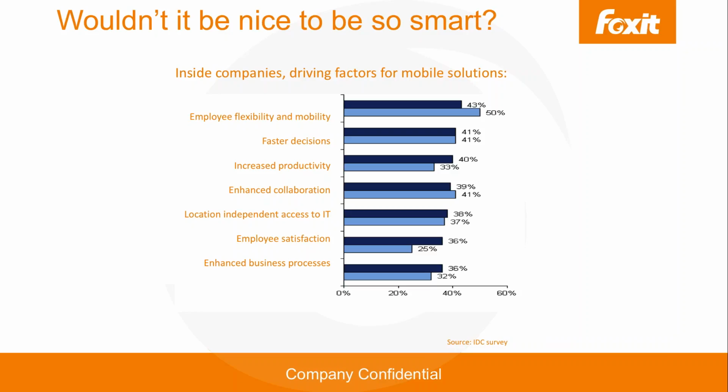Faster decision making is part of it. It's available virtually on your smartphone that you carry everywhere. So if you have business processes based on that, you should be able to carry them out much faster, increase productivity that way, enhance collaboration. Giving location independent access to IT is a motivation, employee satisfaction, and enhanced business processes, generally speaking.